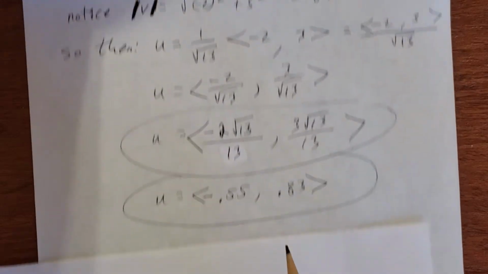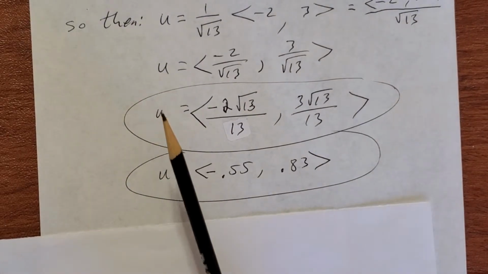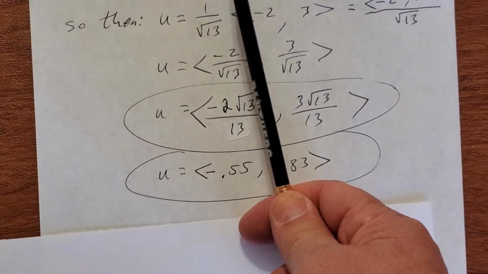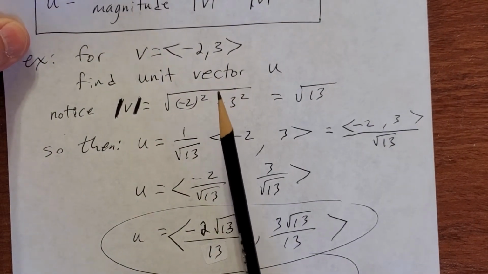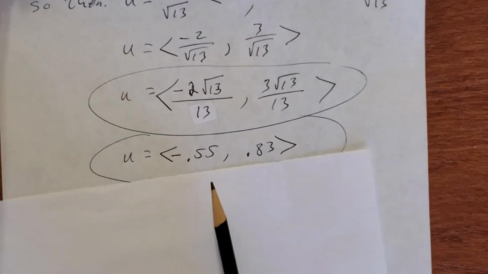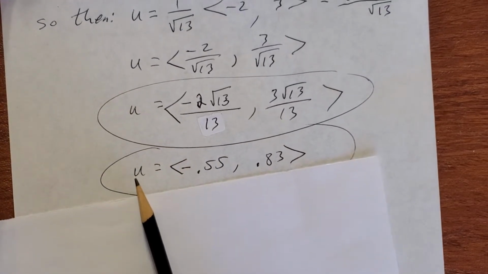So what did I just do? I found the unit vector for the given vector. They gave me a vector, there it is, and they asked me to find the unit vector. There's the unit vector, u.